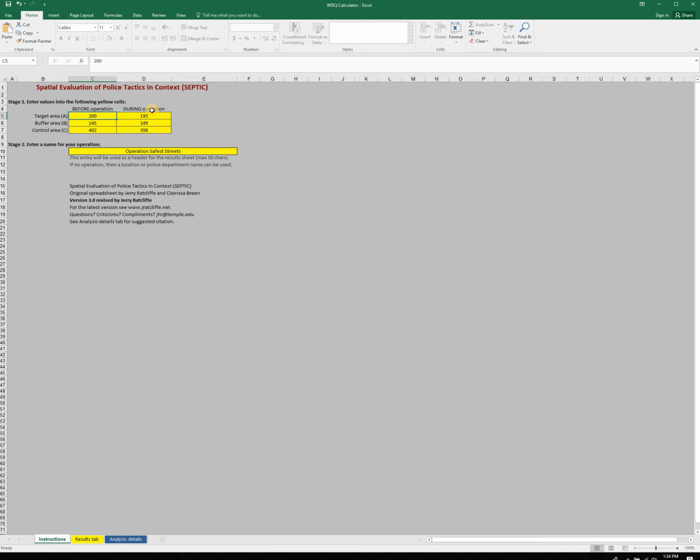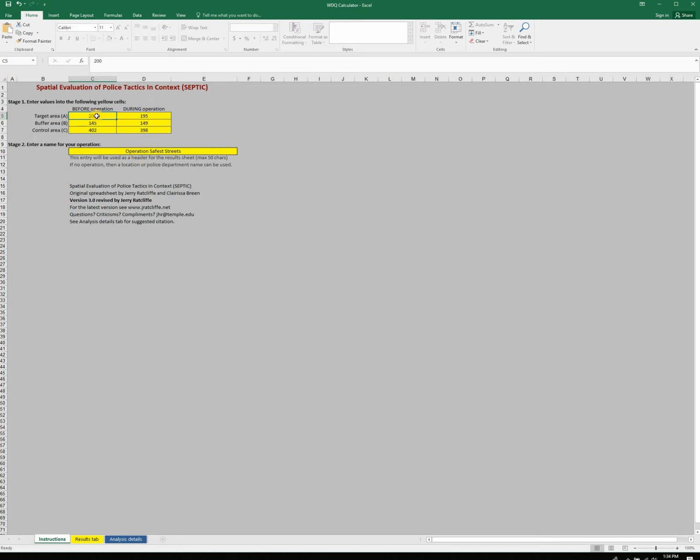Now, it could also be that we do something like problem-oriented policing, and we would expect crime to go down after the intervention was put in place. And if that's true, then we would want counts of crime not during the operation, but after the operation. But we'll set that aside for now. All right, so in terms of what you should take away from this right now is I need counts of crime in these 3 areas, both before the intervention and during the intervention.